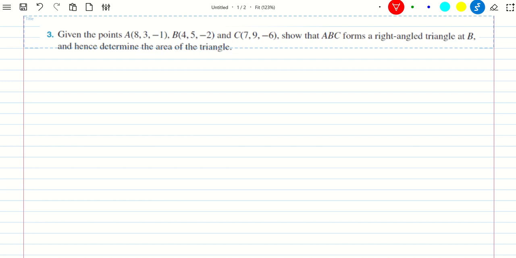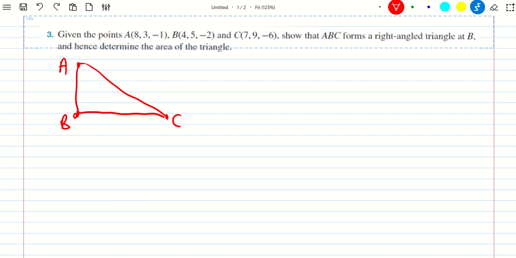Okay, so I really strongly encourage you to draw diagrams when you're starting proofs like this. It really helps you figure out what's going on. It's saying that ABC forms a right angled triangle at B. So at B, we're trying to show that this angle here is 90 degrees. So let's draw it similarly to that so we can get our head thinking about it in the right way. And then hence determine the area of the triangle.